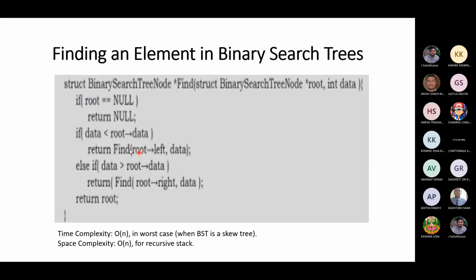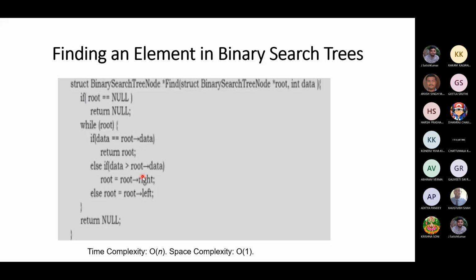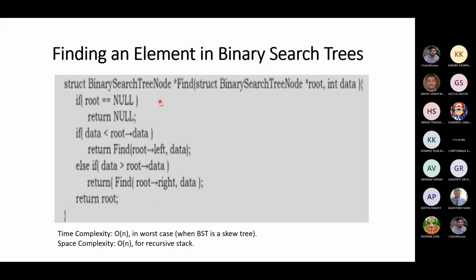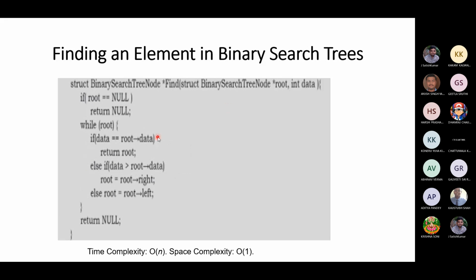Okay, so this is the algorithm. If the root is null, there are no elements to search. If data is less than the root data, then go in the left direction. If data is greater than the root data, then go in the right direction. You keep doing this recursively, and you will be able to get the element. This is finding an element in the binary search tree.